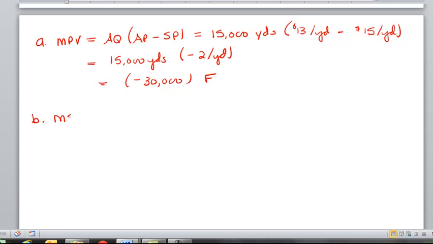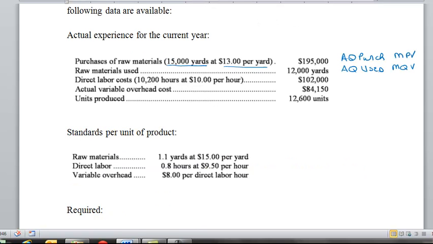B, material quantity variance equals my standard price times the difference of my actual quantity used versus my standard quantity that we should have used. We know the standard price because it's here, $15 per yard. We know the actual quantity used. We want to go back up here so you can see the difference. Actual quantity used, 12,000 yards.